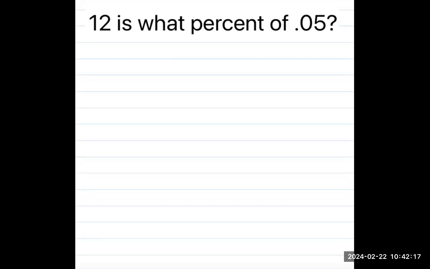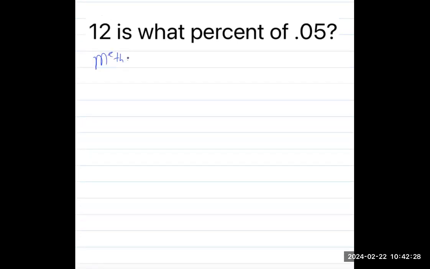On this question, we're being asked 12 is what percent of 0.05? So the decimals are getting a little weirder here, but in any case, we have two methods. We have method number one.